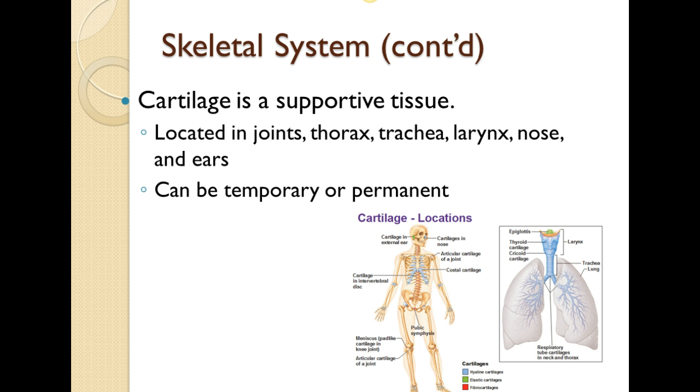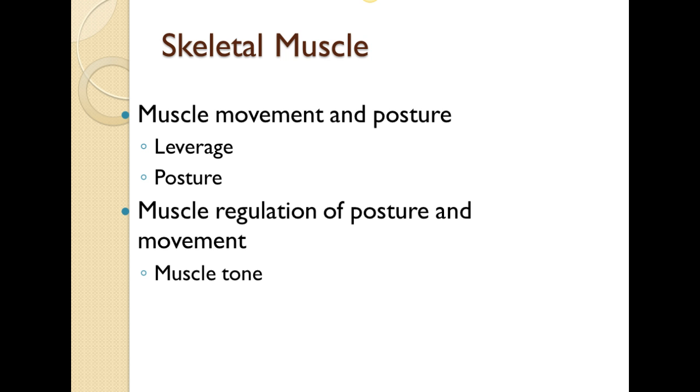A person's flexibility is demonstrated through range of motion. However, strength and flexibility do not result entirely from these four structures. Adequate skeletal muscle is also necessary. Muscle movement and posture of the skeletal muscle systems are important for leverage and posture.